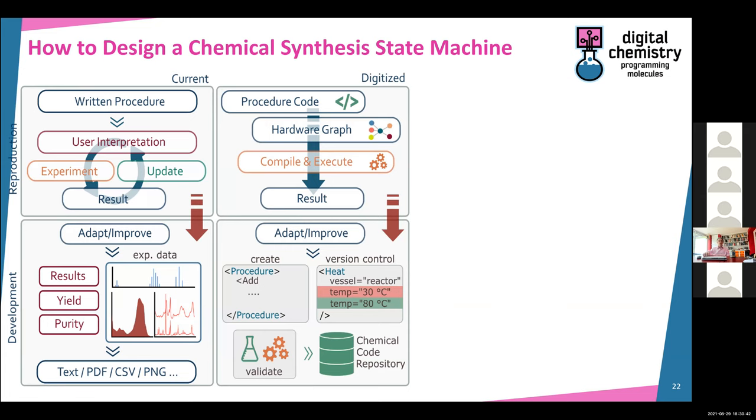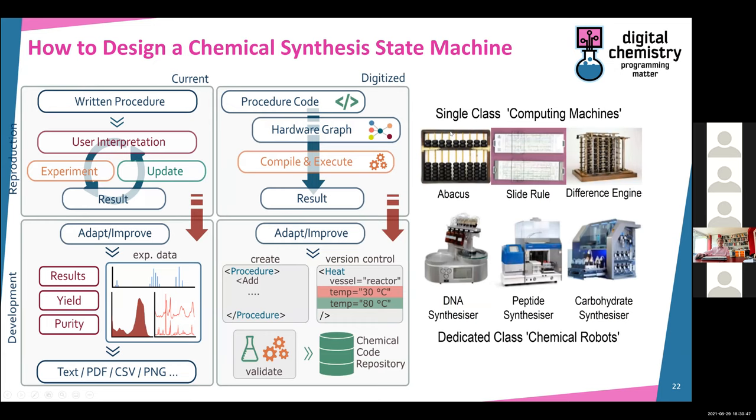I would like to compare this idea of going from a single-class computing machine, like an abacus or slide rule, to what we have in chemistry today, like a DNA synthesizer, peptide synthesizer, carbohydrate synthesizer. Some robots do exist, but they are very narrow. They only apply to certain types of chemistry. Can we make any molecule using a robot?